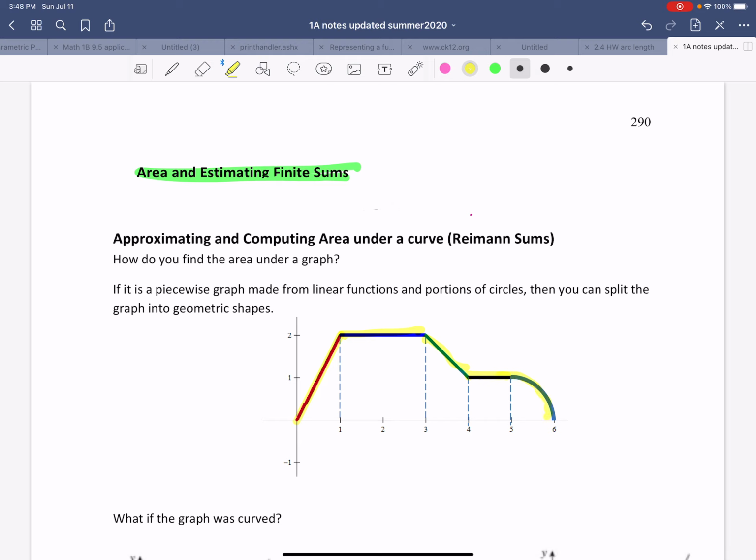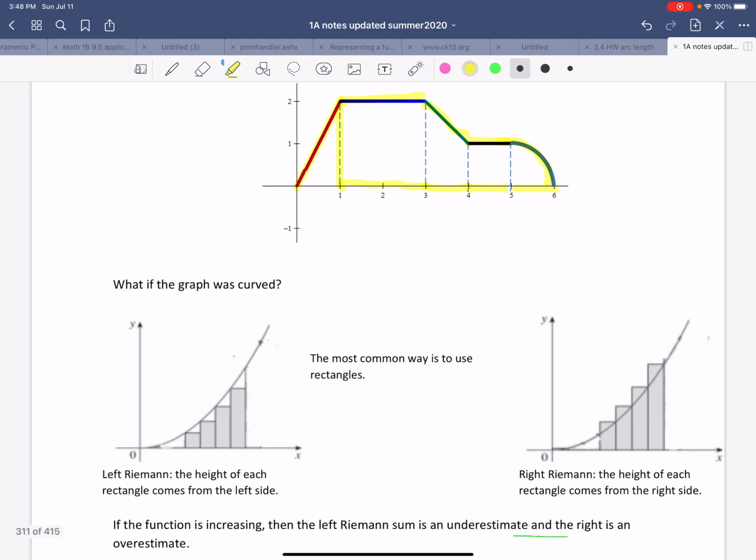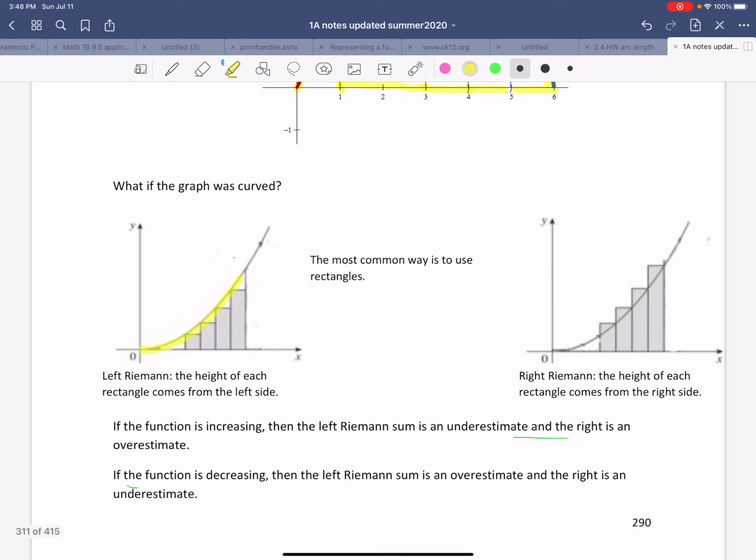Area between the x-axis and this graph, I can split the graph into a rectangle, a square, a trapezoid, another rectangle, and 1/4 of a circle. Add all those areas and I would be able to estimate the area under the graph for this curve. But what if I have only curves? I don't have any straight lines. My graph is not made up of straight lines.